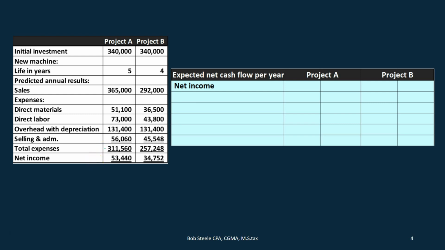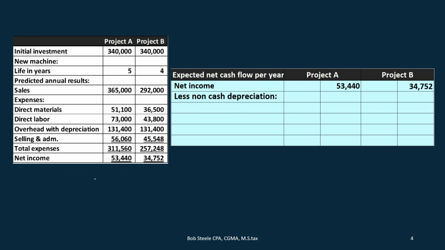So first of all, for the payback period, we want to know not the net income, but the cash flow. So when we think about these capital investments, oftentimes the question that we'll have is, well, when are we going to get our cash investment back? So we want to think about cash flow, not necessarily the net income. And there's one thing in this calculation that is income related. So we're going to take the net income, which is the 53,440 and the 34,752.